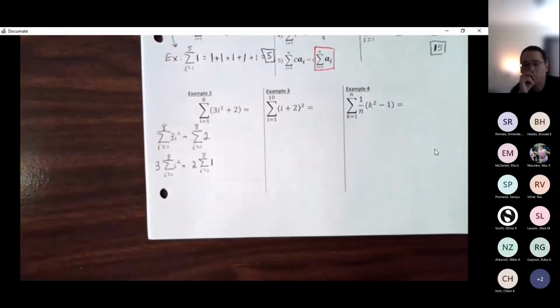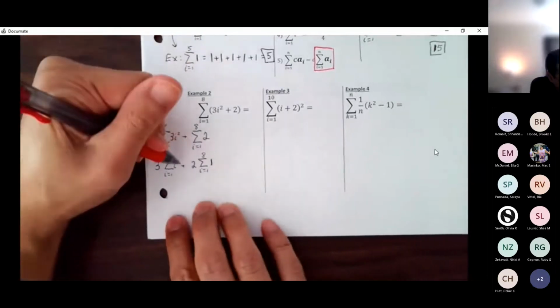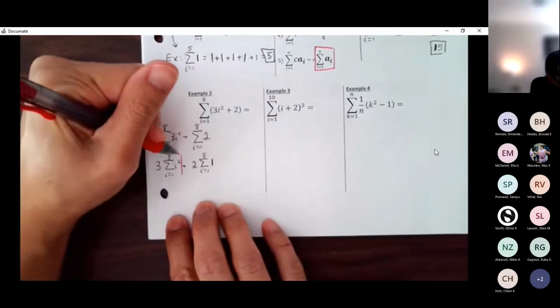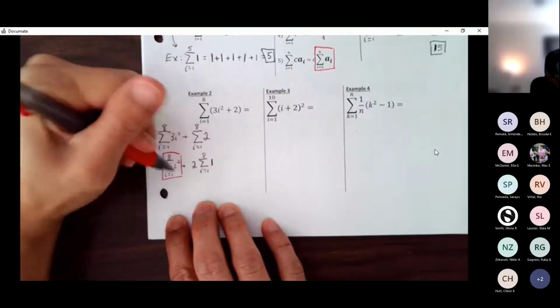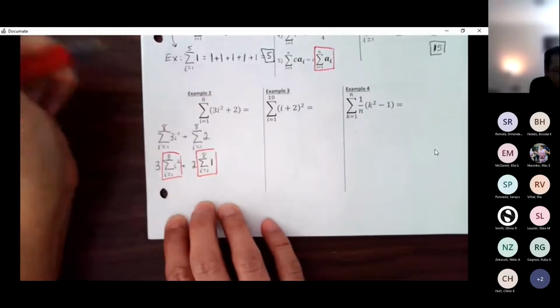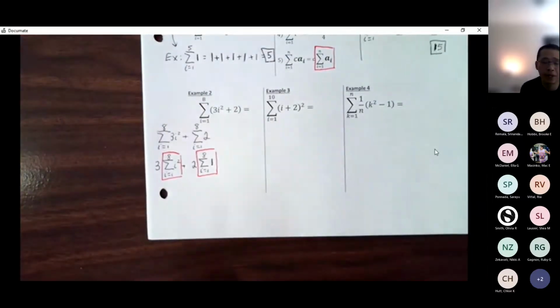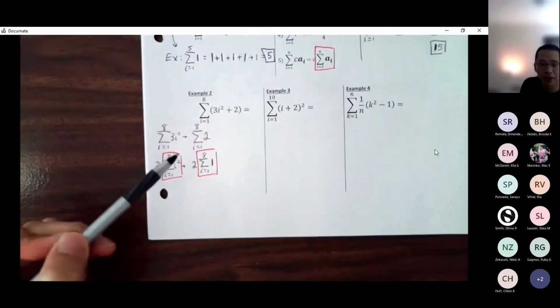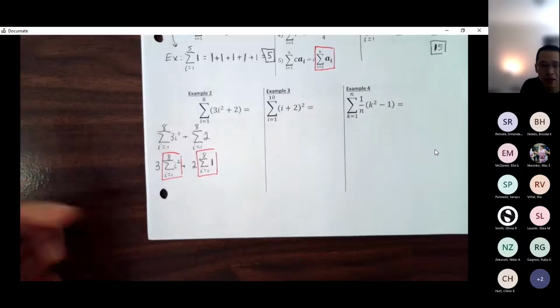Any questions so far? All right, so I'm going to box off the parts where the rules are going to apply above. And the 3 and 2 will just get multiplied with the result that we find in each of these sums.